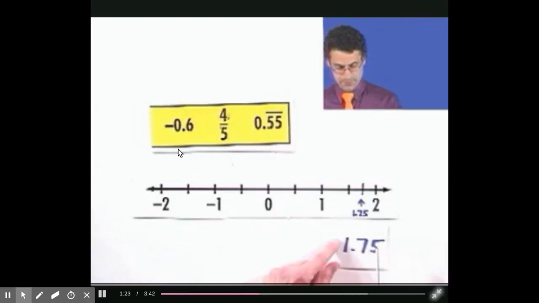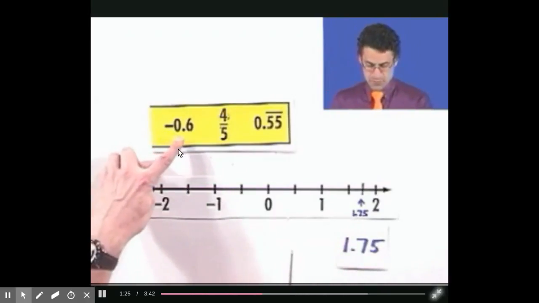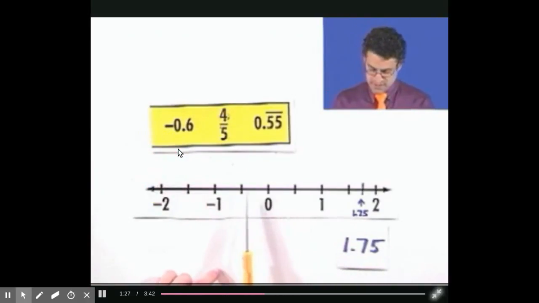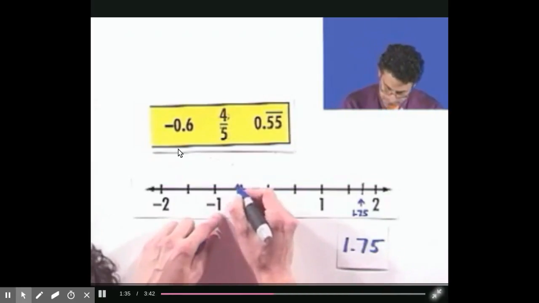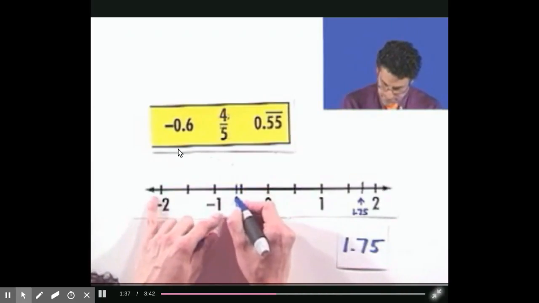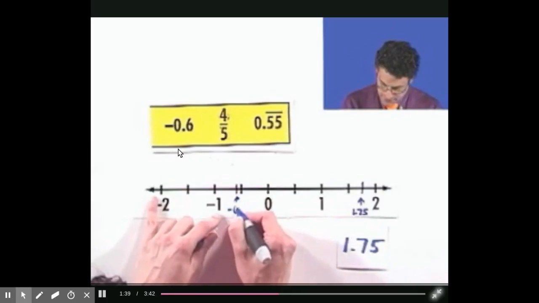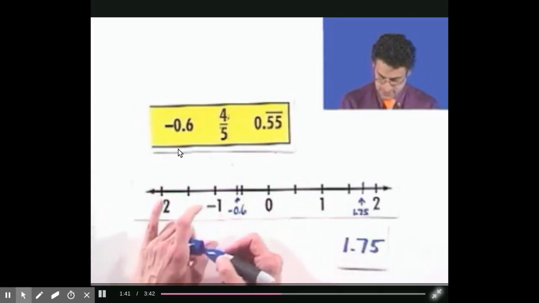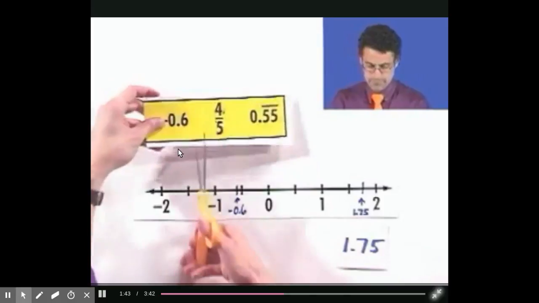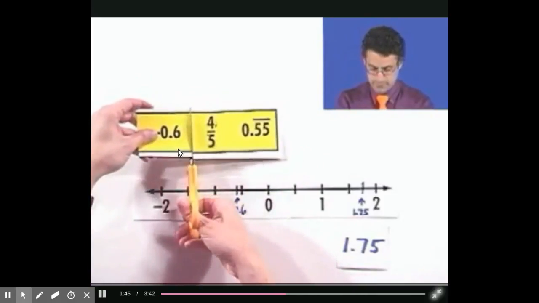So then I see negative 0.6. Where is that? Negative 0.6 is a little further to the left of 0. So it's, let's say, right here. And so this is negative 0.6. So put that right there.